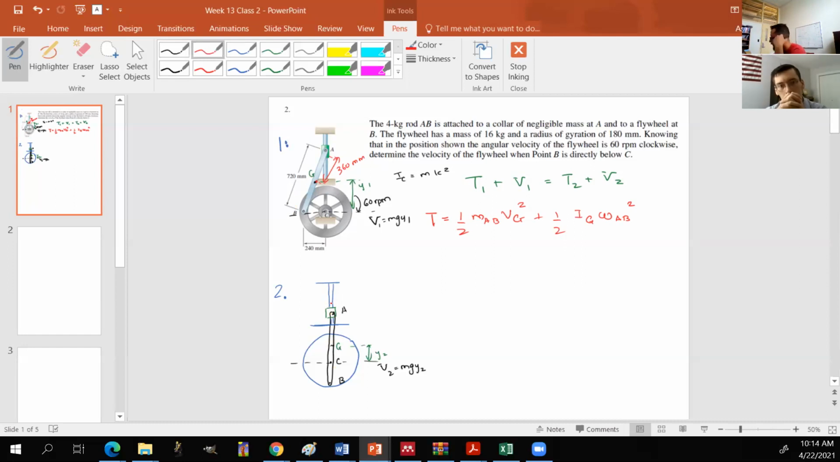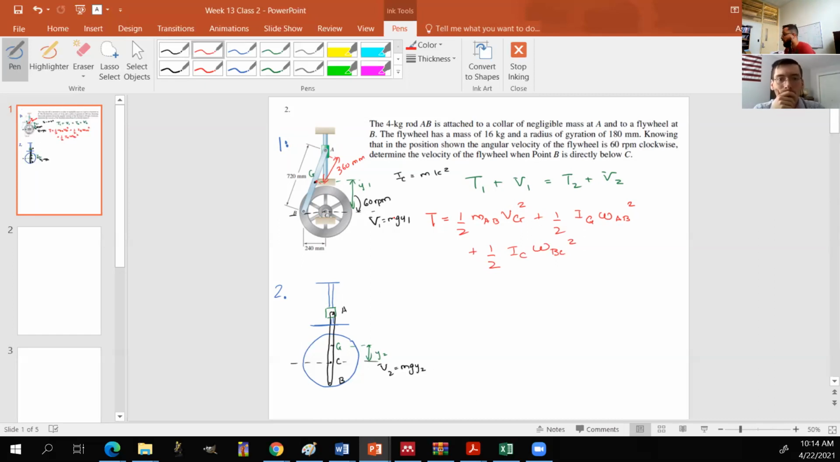Then you also have the term due to the pure rotation of the flywheel. For the flywheel, you don't need to worry about translation because there's no translation happening off the mass center. So here, all you have to worry about is Ic of the disk of the flywheel and omega BC squared. These three terms completely describe the kinetic energy of your system, and this term here completely describes the potential energy of the system, right?